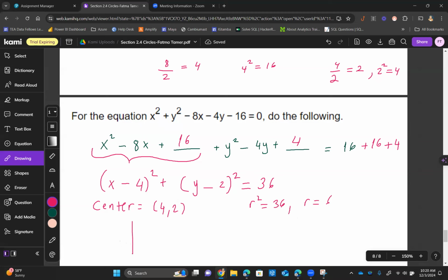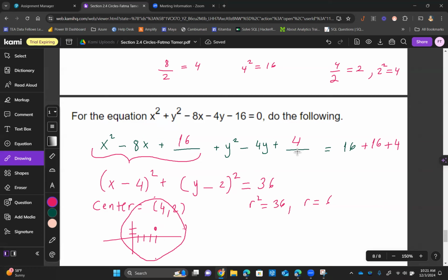And when you graph this circle, first you're going to find (4, 2): 1, 2, 3, 4, 1, 2. So this will be your center. And from your center, you're just going to count 6 units up, 6 units left, 6 units right, 6 units down. Or there's an easier way to graph this on MyMATLAB. Now, MyMATLAB only wants you to show the center and another point, then it'll draw the circle for you.